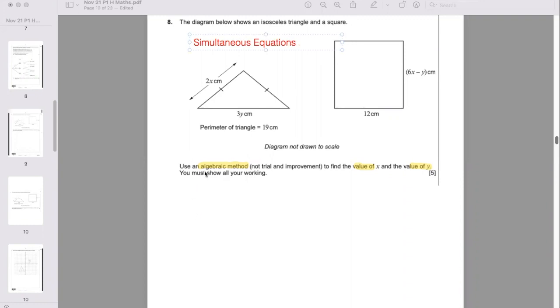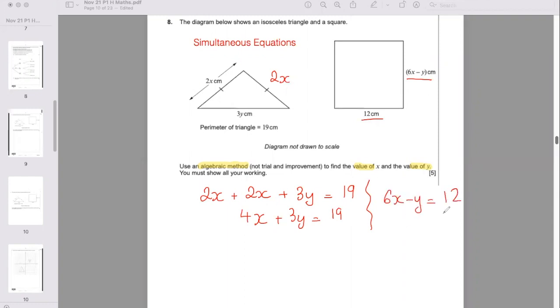To form the first equation, you know the perimeter of the triangle is 19 centimeters. And this is an isosceles triangle, so this is also 2x. So we're going to form the equation 2x plus 2x plus 3y equals 19. Now we're not going to leave it just like that. We're going to simplify that, and that will give you 4x plus 3y equals 19. Now my second equation is, this is the side of a square, and that's also 12 centimeters. So you're just going to make it equal to 12 because they are exactly the same.